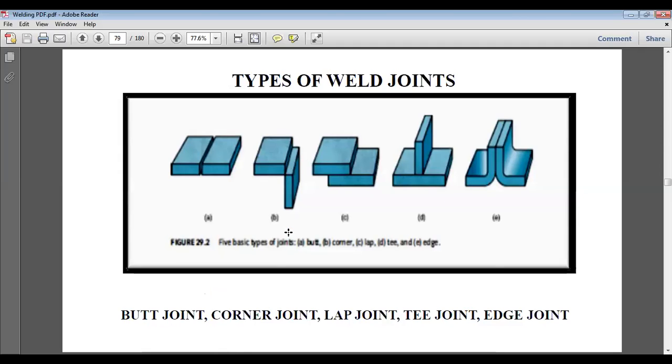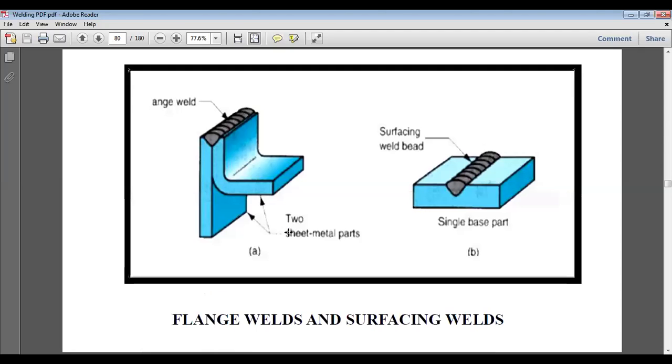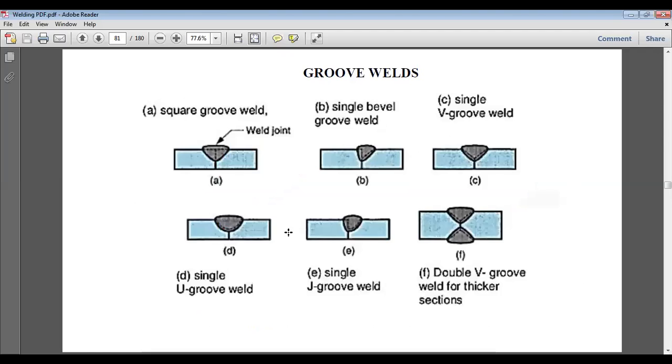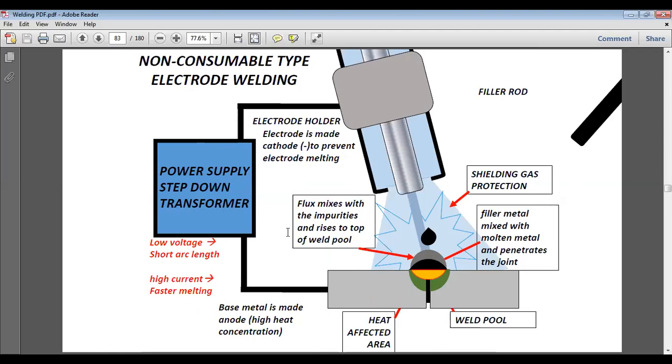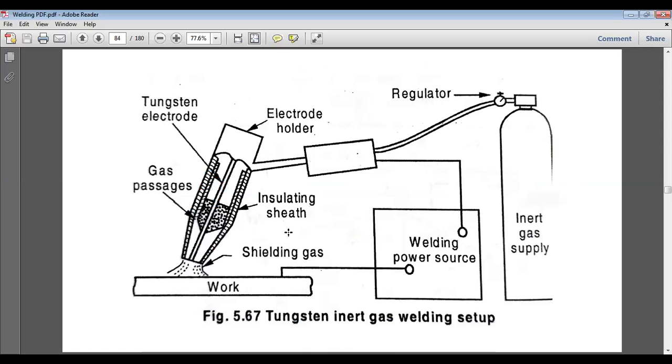Types of weld joints, we have already studied types of joints. These are the same. Butt, or face to face joint, is called a butt joint; then corner joint, lap joint, T joint, H joint. So these are the flange joints and surface joints. Groove welds, consumable type electrode welding, non-consumable type electrode welding. So this way we have the tungsten inert gas welding setup.